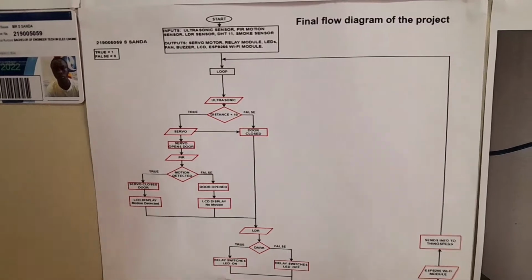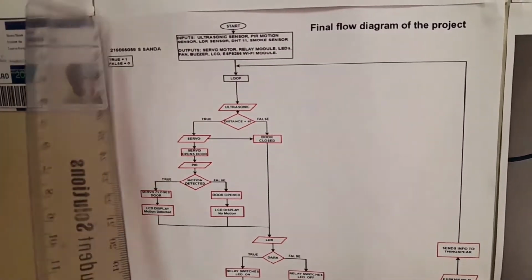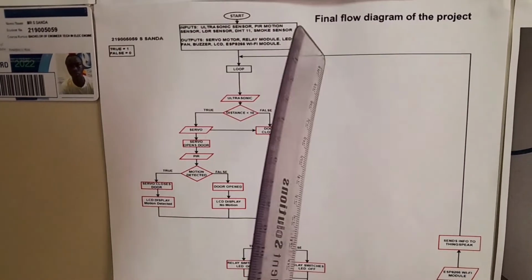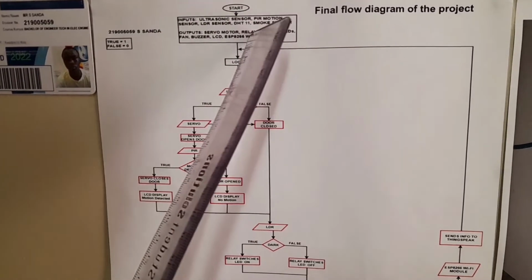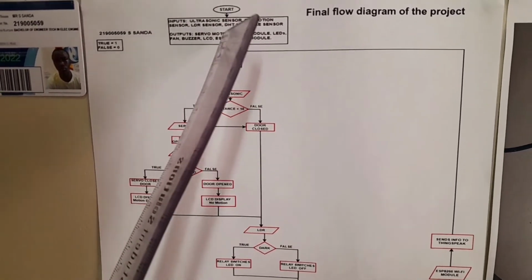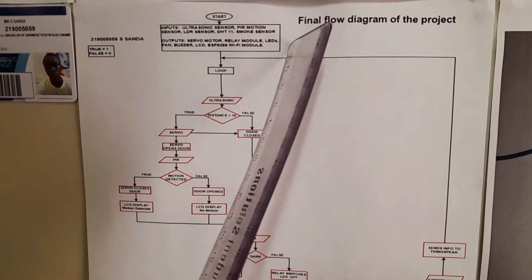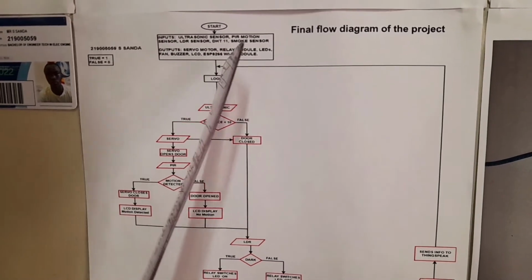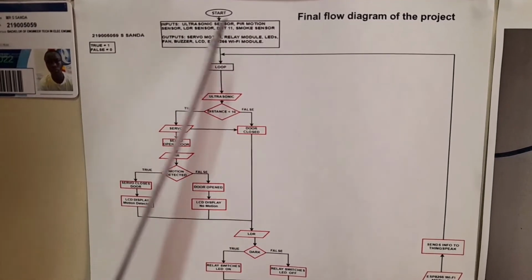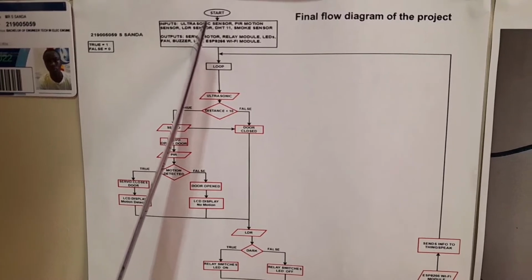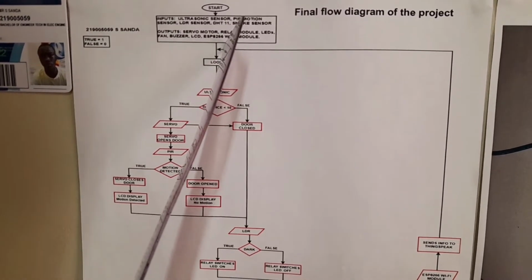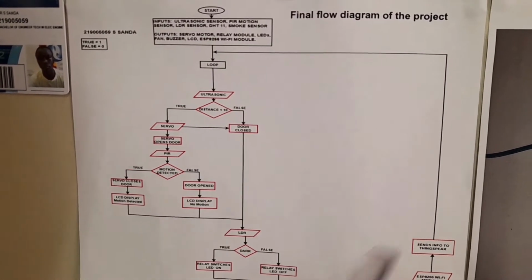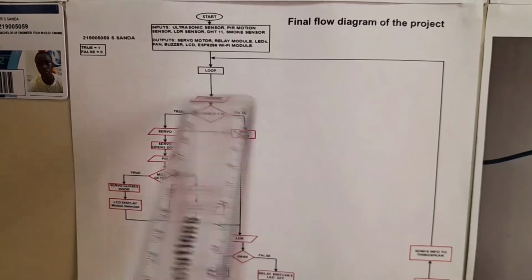When it comes to my project, this is the start. And this is where I initialize my inputs and outputs. My inputs are the ultrasonic sensor, PIR sensor, LDR sensor, DHT11, and the smoke sensor. And the outputs are the servo motor, the relay module, the LEDs, the fan, the buzzer, LCD display, the ESP8266 Wi-Fi module, and then it goes down to the loop.